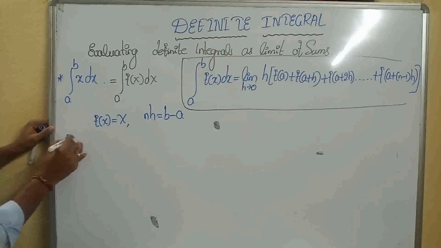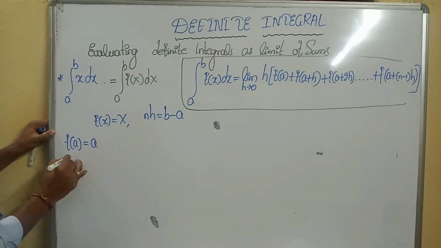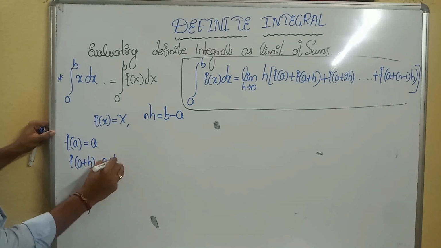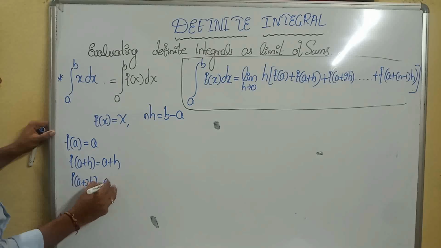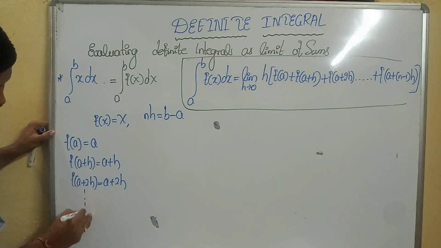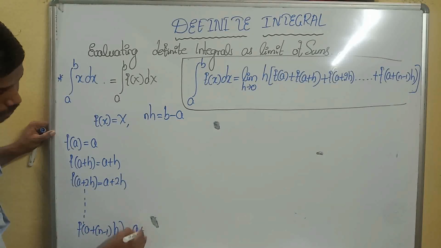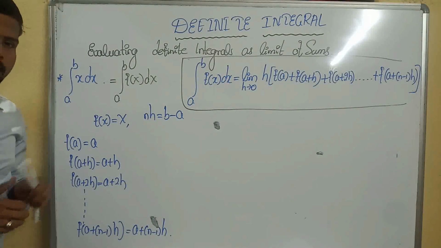It will be f of a. Okay, f of x is x, so f of a will be a. f of a plus h will be a plus h. Got it? f of a plus 2h will be a plus 2h. Like this, I'd like to define the f of a plus (n minus 1) into h term. It will be a plus (n minus 1) into h. Got the point clearly? Okay.